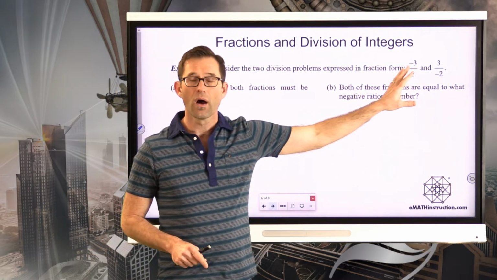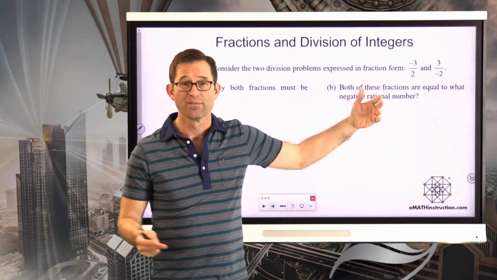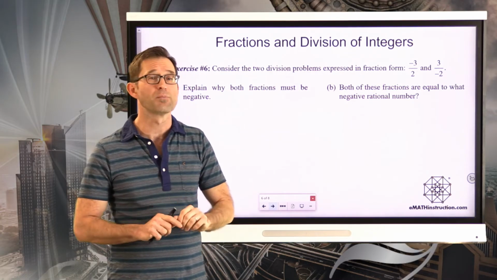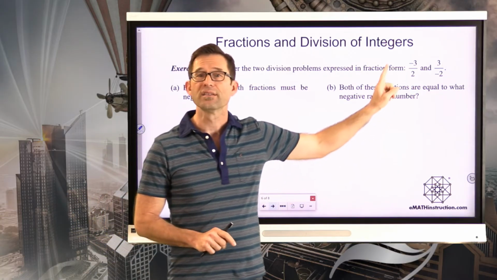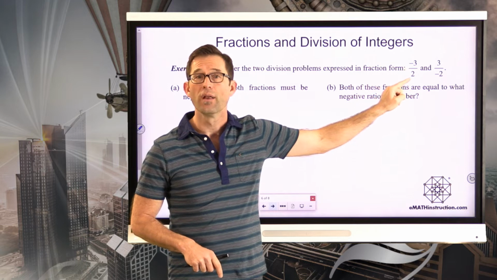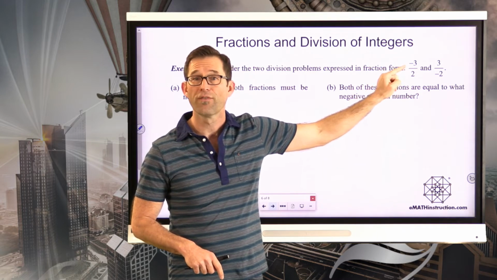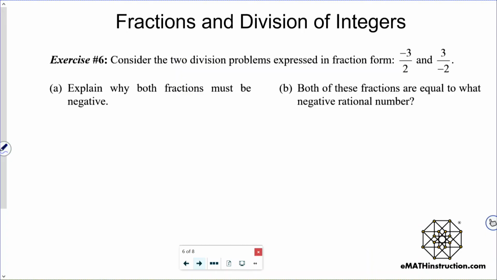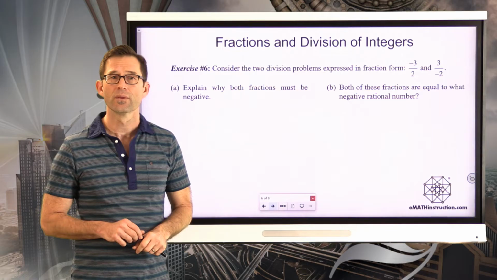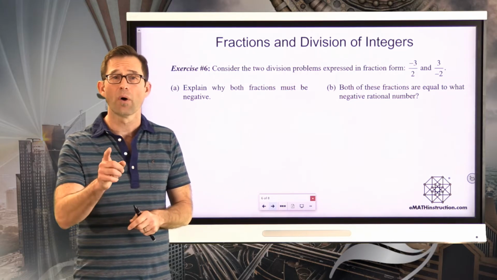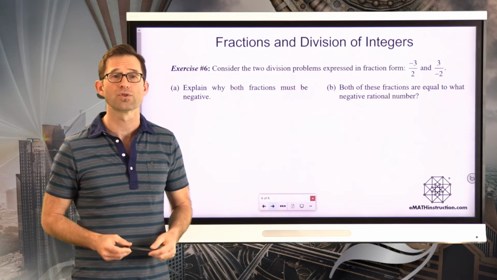These two things are obviously fractions, right? Because they've got the fraction bar in them. But we can also look at them as division problems because all fractions can be thought of as the numerator, the number on the top, divided by, the fraction bar is division, the number on the bottom, the denominator. Numerator divided by denominator, right? So letter A asks us to explain why both fractions must be negative. All right, so why would both fractions have to be negative? Pause the video now and see if you can answer that question.